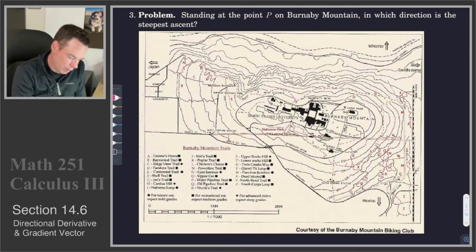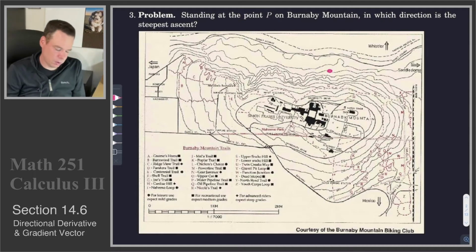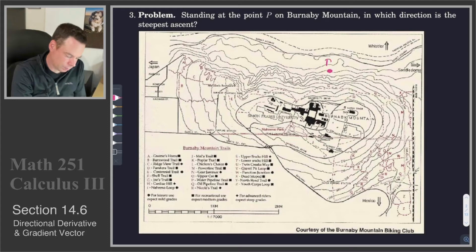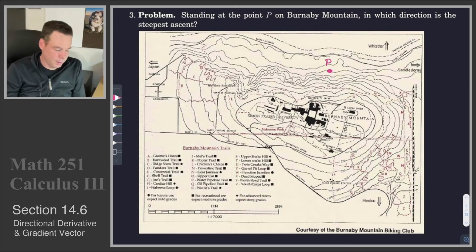So I won't introduce the gradient vector here, but what I will introduce is this idea of a level curve, and I've got some point on the level curve. And I'm saying, suppose we stand at this point, in which direction is the steepest ascent?